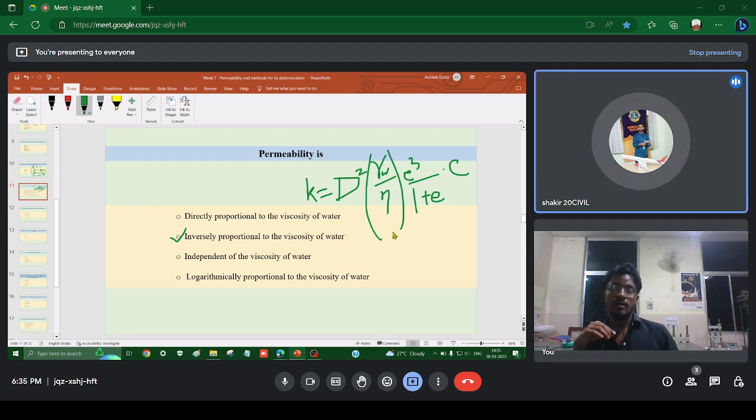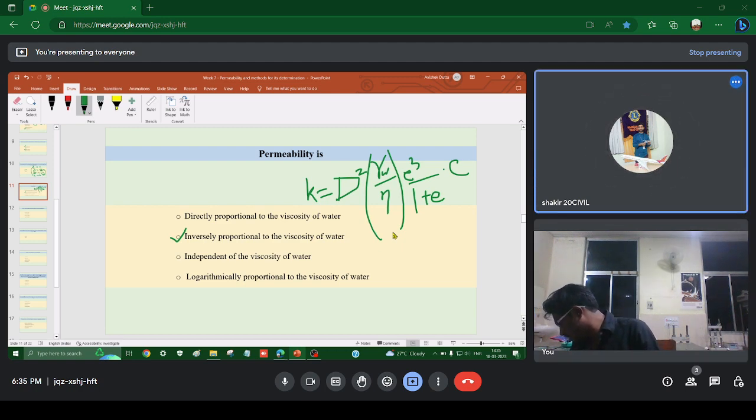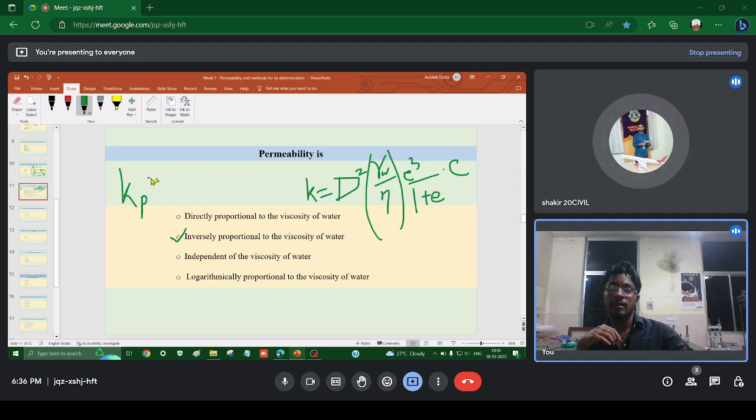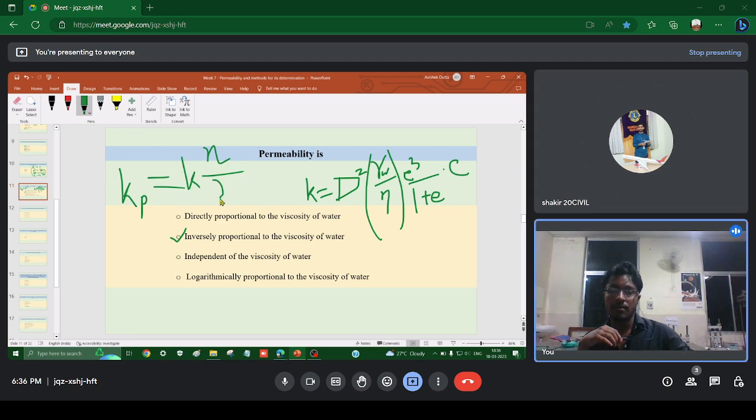Okay, the Muscat equation. Kp is equal to K into eta by gamma. I learned this equation in the last semester, sir. Kp is the physical permeability, and K is Darcy's coefficient of permeability. So coefficient of permeability K is Kp into eta by gamma w, right?